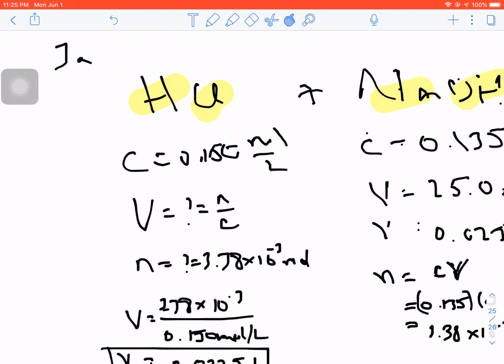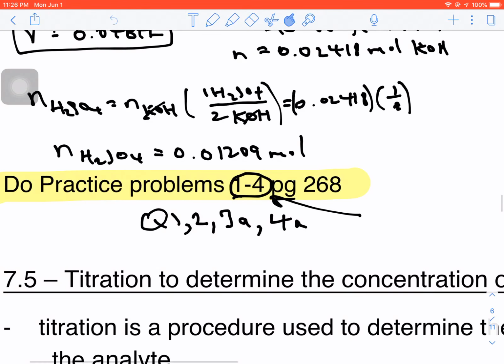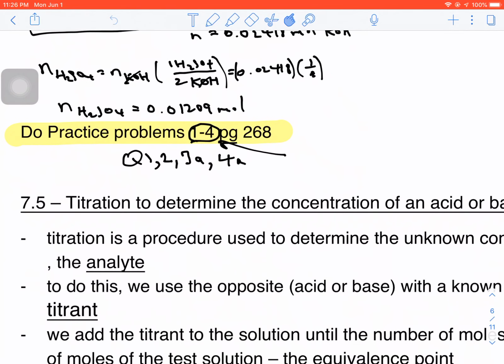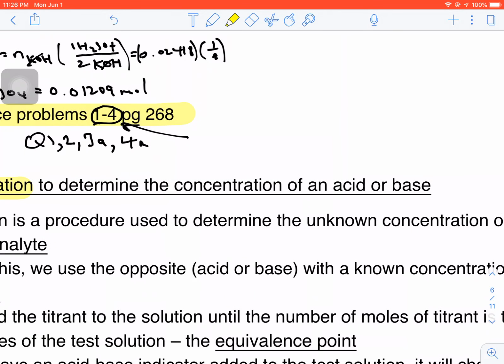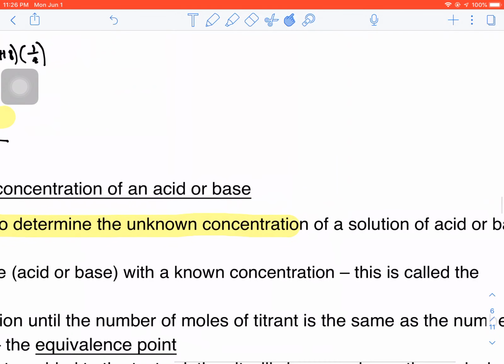Okay, so I want to move on now to our last note for 7.5. It's a bit of a longer note because I'm trying to walk you through the procedure. So the procedure is called a titration, right? And the purpose of a titration is to find the concentration of an acid or a base. So the purpose of this lab is to determine a concentration of an acid or a base solution. Okay, so that's the goal here.